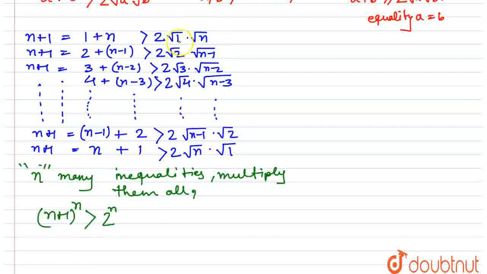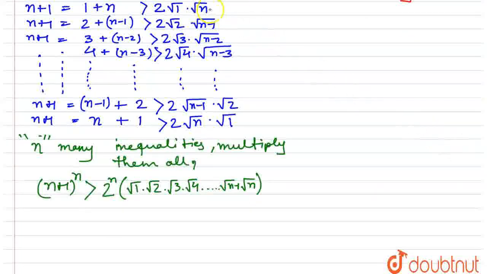Now here root 1 into root 2 into root 3 into root 4 up till root n, all are multiplied. So this would become like this: root 1, root 2, root 3, root 4, up till root n minus 1, root n. Now let's look at this side: root n into root n minus 1 into root n minus 2 into root n minus 3 up till root 2 into root 1. Let's write that down too.